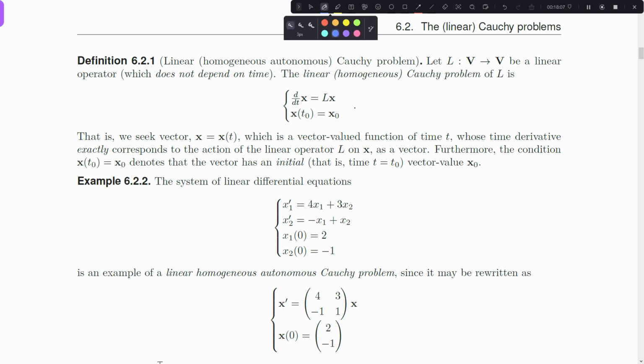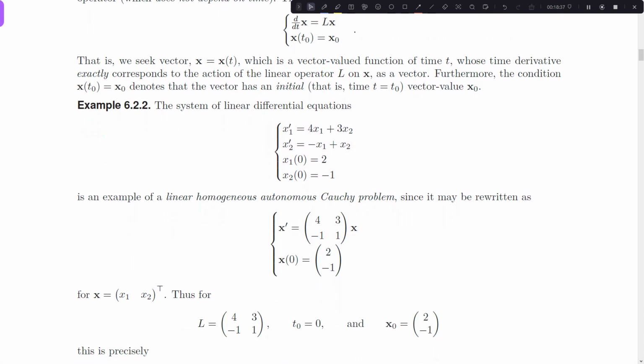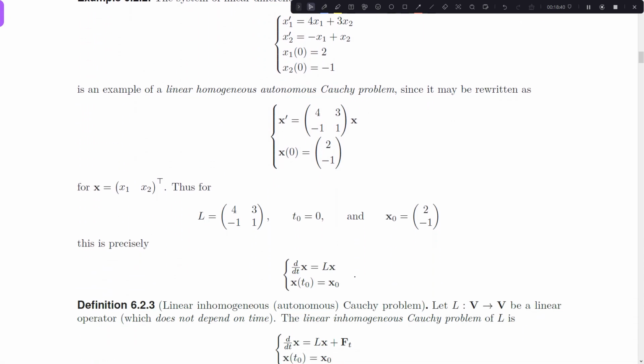So all of a sudden, this takes the form d/dt of x equals L, this is my big old L, x. And then I have an initial value, at t naught equals some x vector at 0. So that's how we can reinterpret linear differential equations as Cauchy problems. And in this case, it's a system of linear differential equations. Okay, and I make it even clearer there.